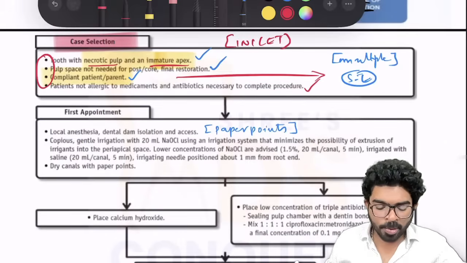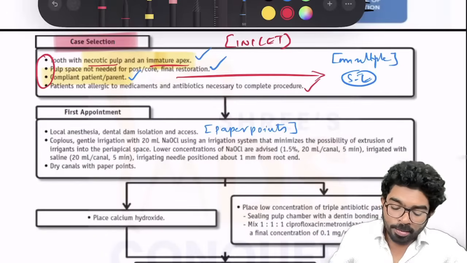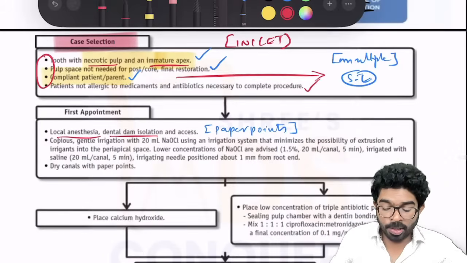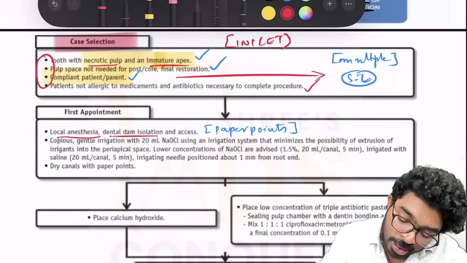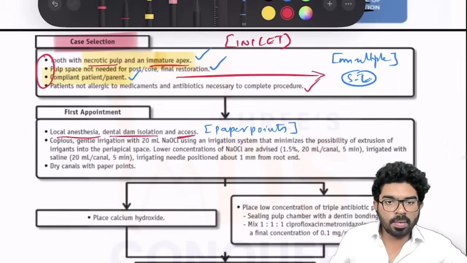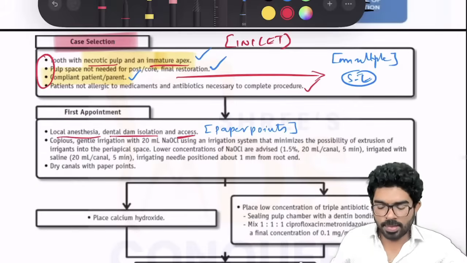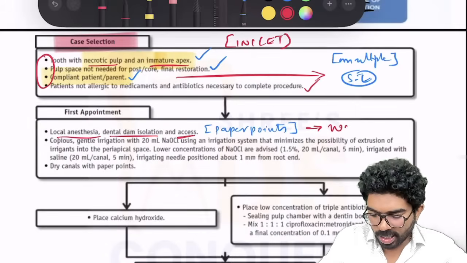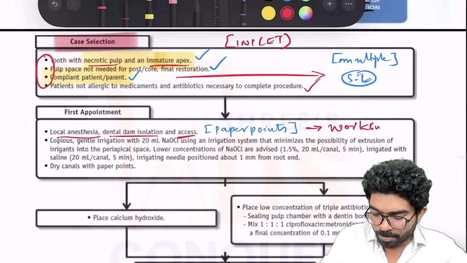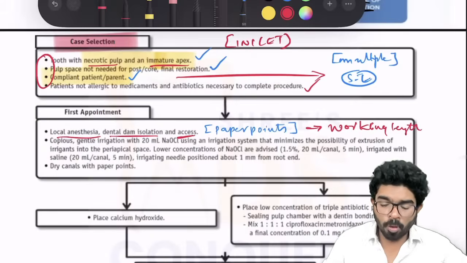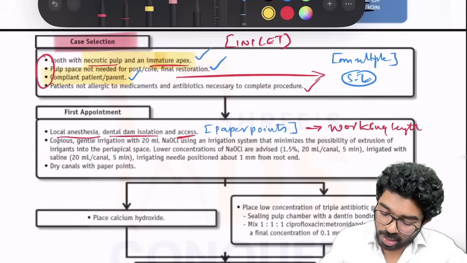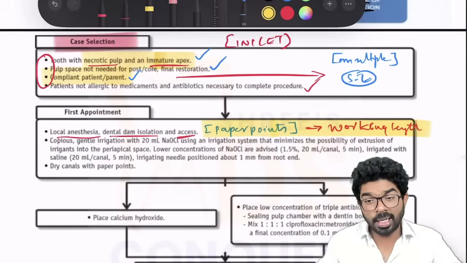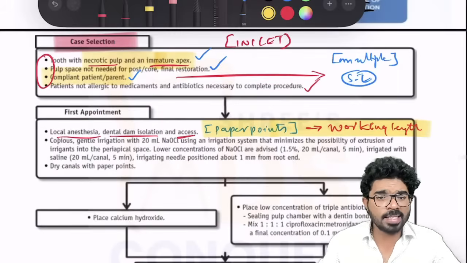Now in the first appointment, I am going to give local anesthesia, apply rubber dam isolation, and open the access. Once I open the access and start my procedure, what is the methodology of working length determination in the case of an open apex? The methodology of working length determination in the open apex case is paper points. So, which of the following methods is used to determine the working length in an open apex? The answer is paper points.